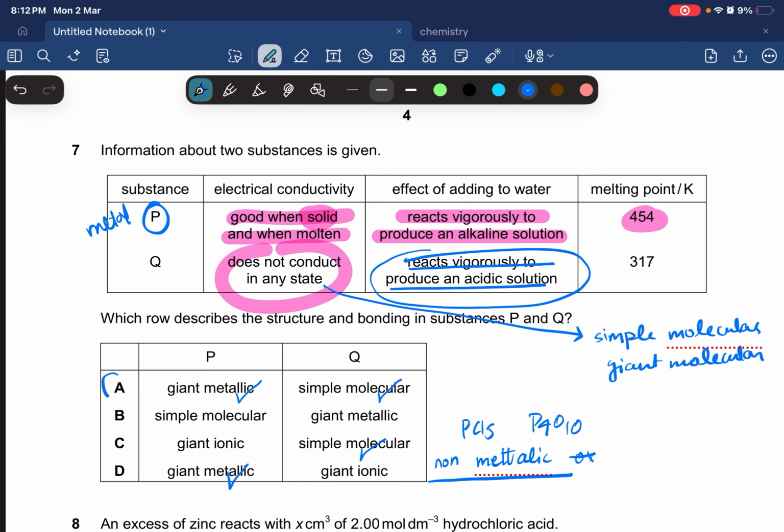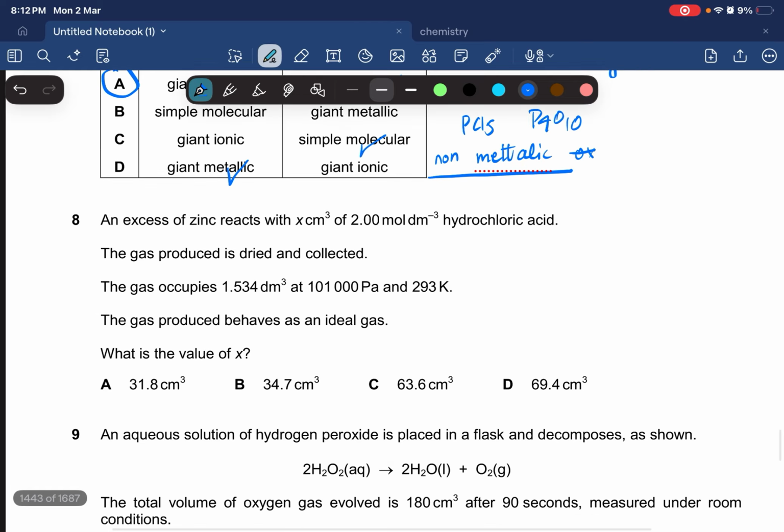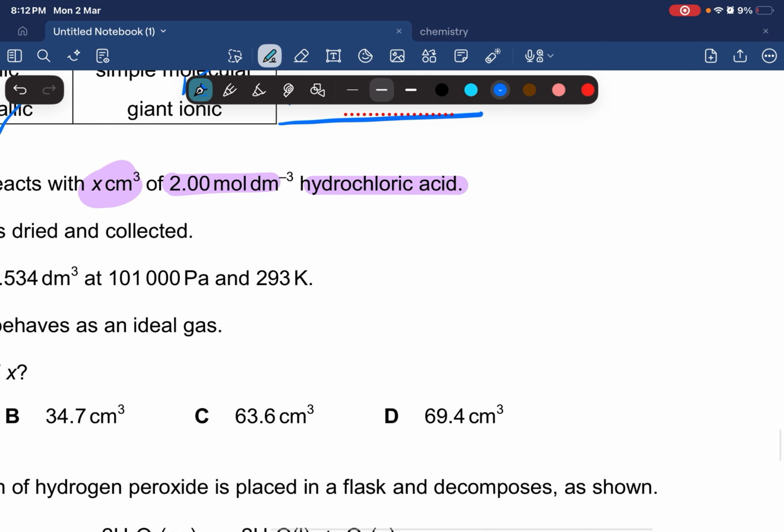So option number A, though we don't have to guess, but we should be mindful of what's happening. An excess of zinc reacts with x cm cubed of 2 mole HCl. We don't have the volume. Let's just produce an equation. We don't have to produce them, we just have to learn them.